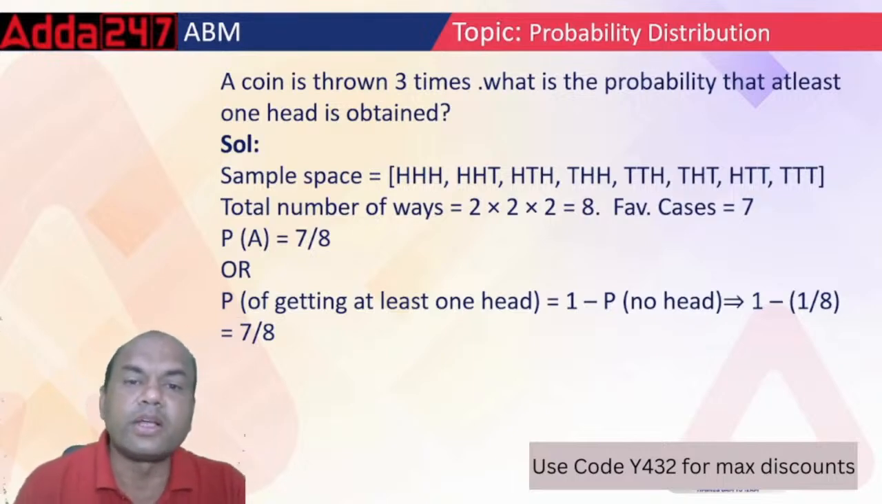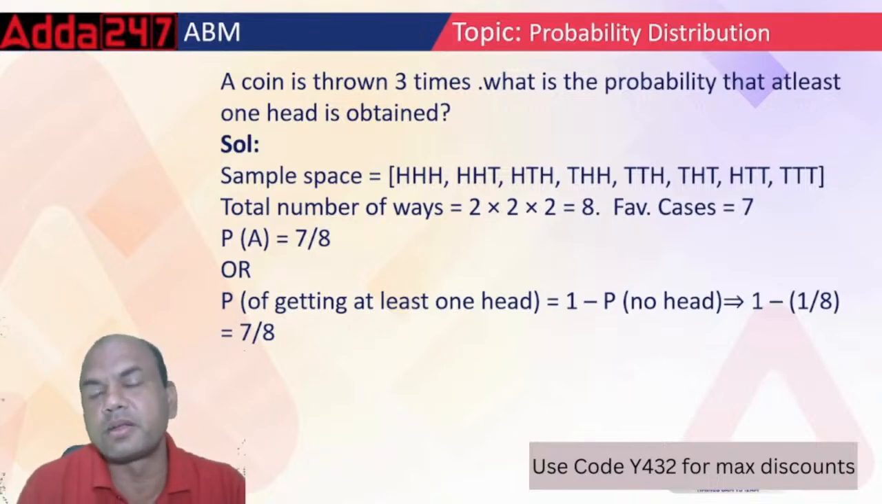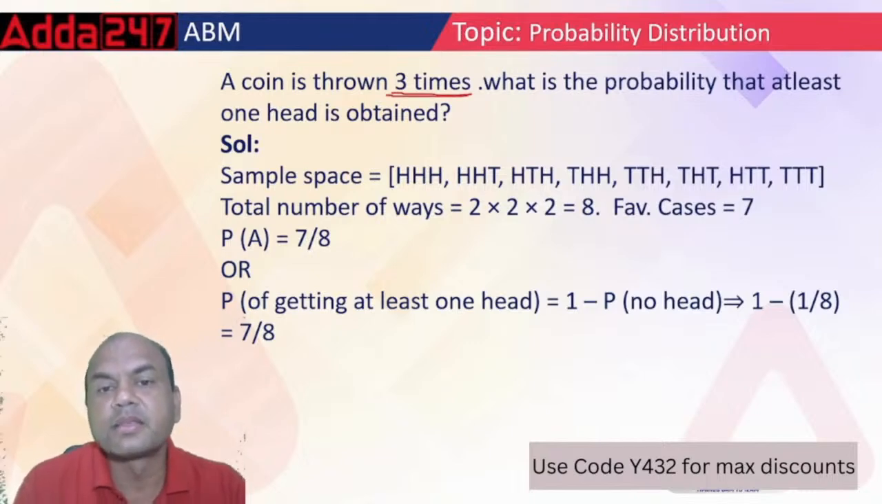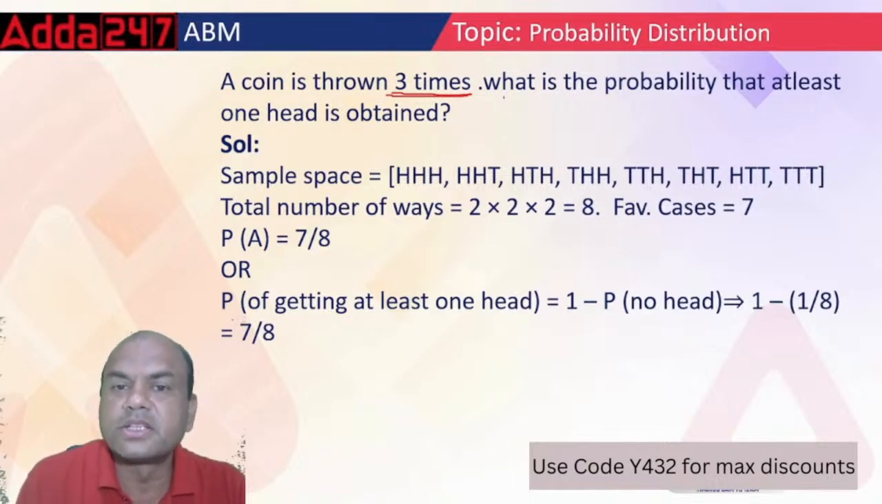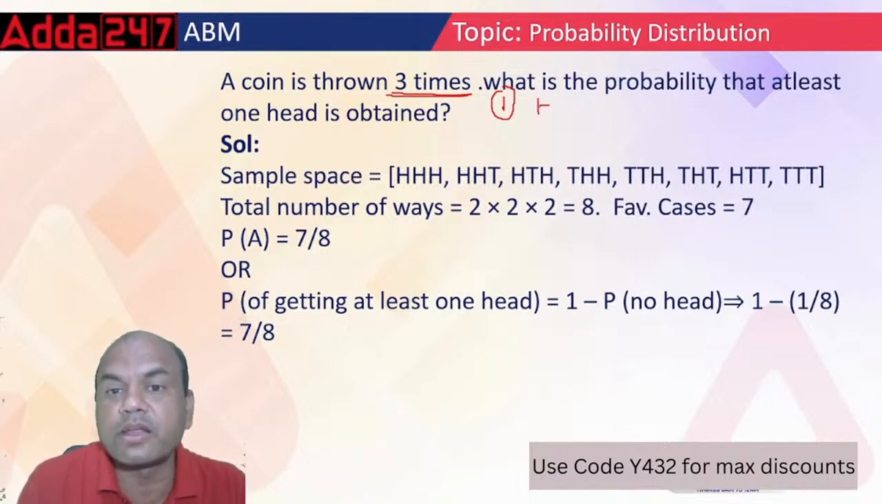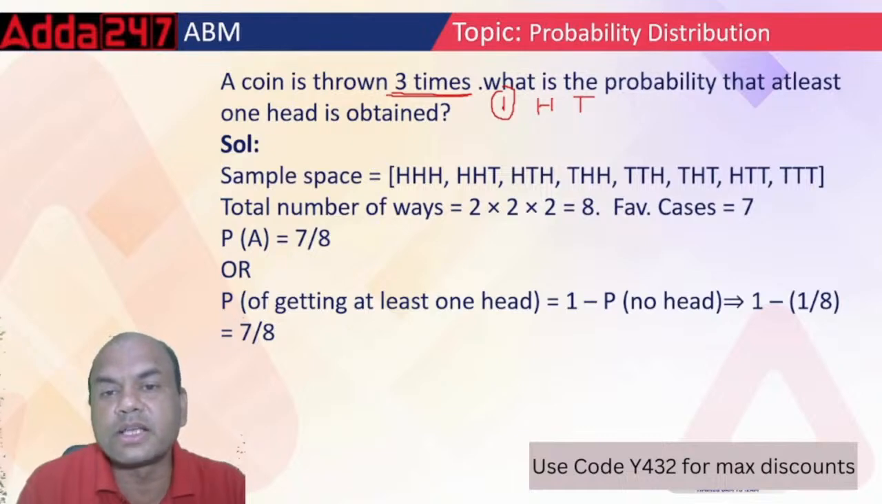A coin is thrown 3 times. What is the probability that at least one head is obtained? See, a coin is thrown 3 times. Suppose I throw the coin only once. What are the possible outcomes? Either I'll get head or tail, simple. If I throw the coin only once, I'll get head or tail. So what are the total outcomes? 2.